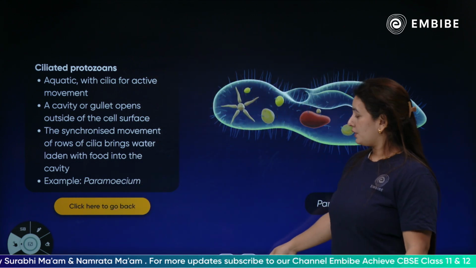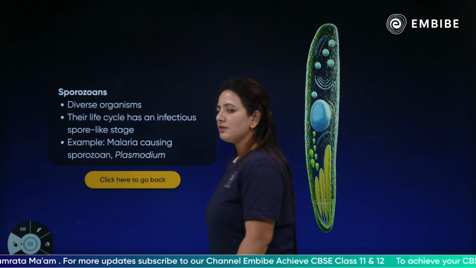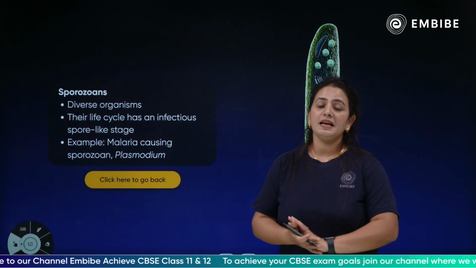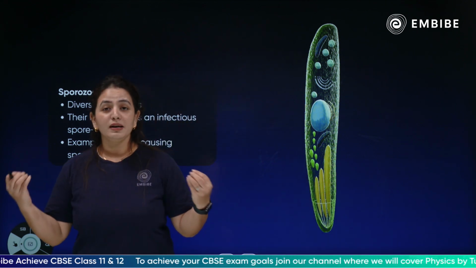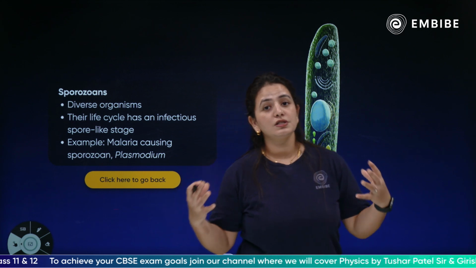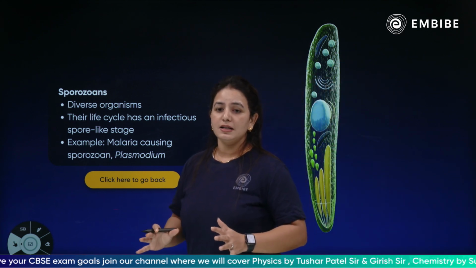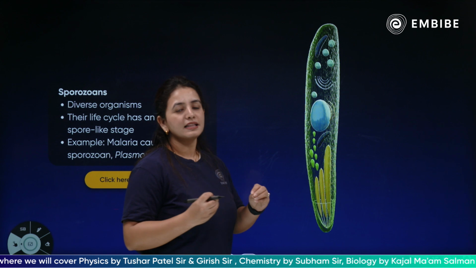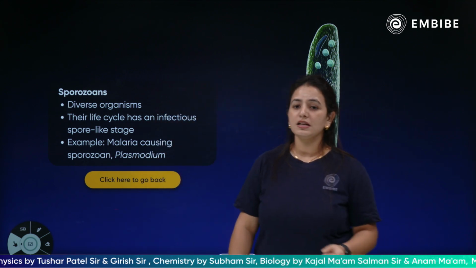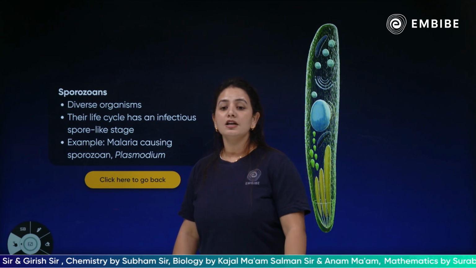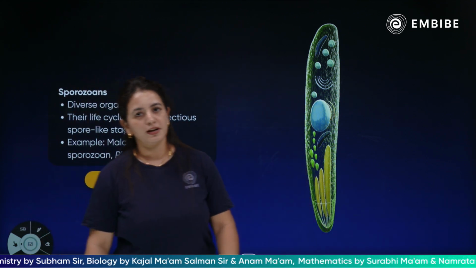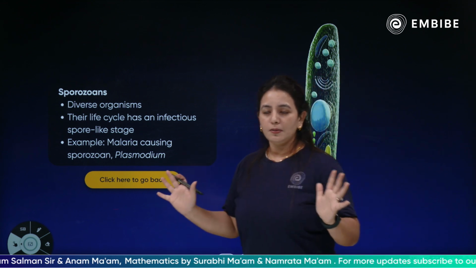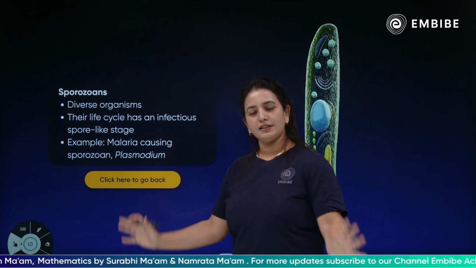The next and last group of the protozoans is the sporozoans. They cause the most common disease, which is malaria. It is a very diverse organism, and the sporophytic, spore-like stage causes malaria in humans. The example is Plasmodium. The sporophyte stage in the malaria life cycle causes the malaria. So this is about all the groups of protozoans and their characteristics.